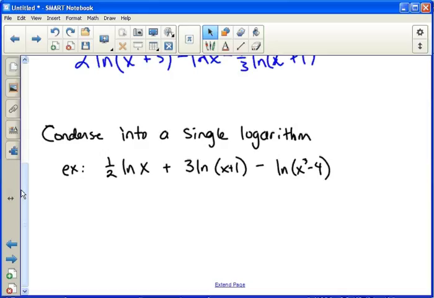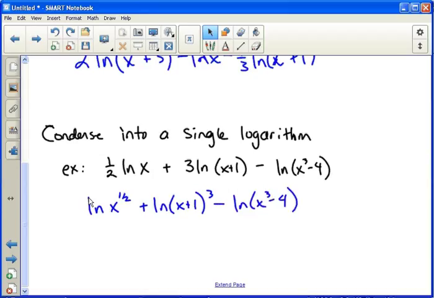I would go ahead and take care of the coefficients becoming exponents first. So that's going to look like this. Natural log of x to the 1/2. You're welcome to write that as the square root of x if you prefer. Natural log of x plus 1 cubed, and then there's no change here because there's no coefficient other than 1.